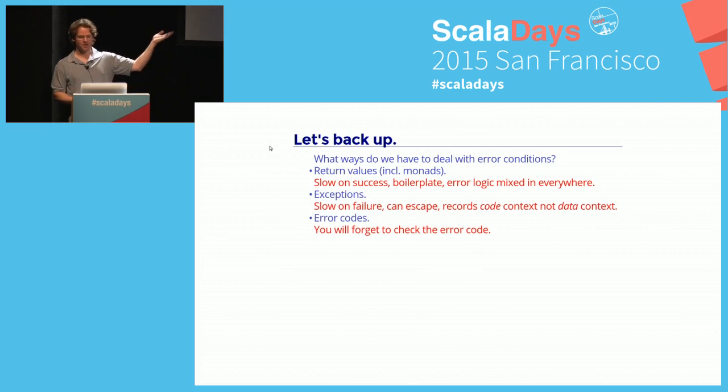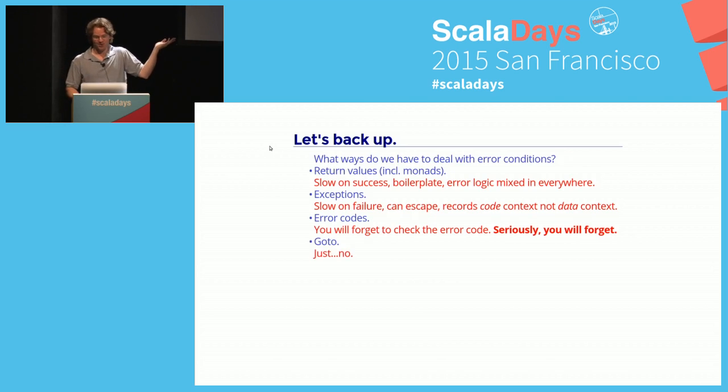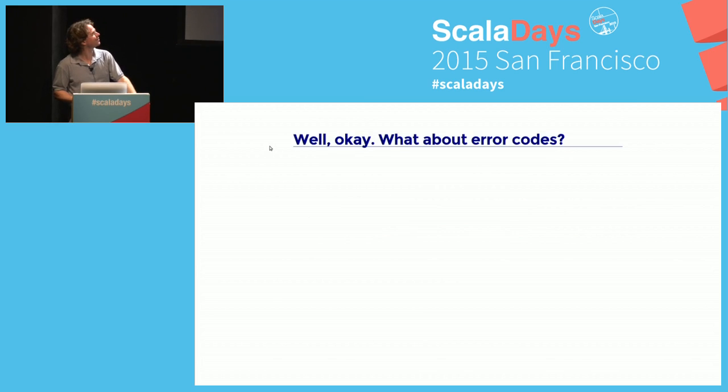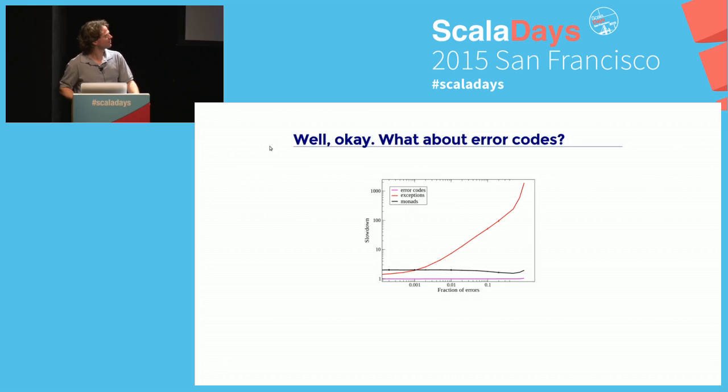Now people have used error codes; these are fast, but you forget them. You will forget them. I forget them all the time, so that doesn't work. And you could use goto too, but that seems like maybe a bad idea. So all right, what about error codes? Do they really work as you think? And so here, basically, yes.